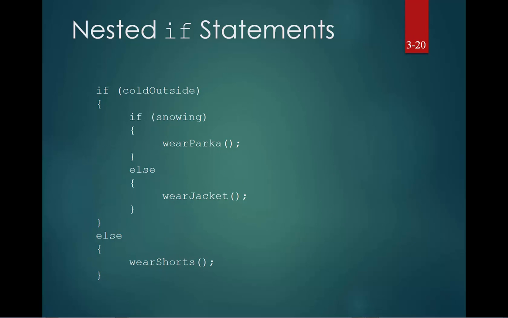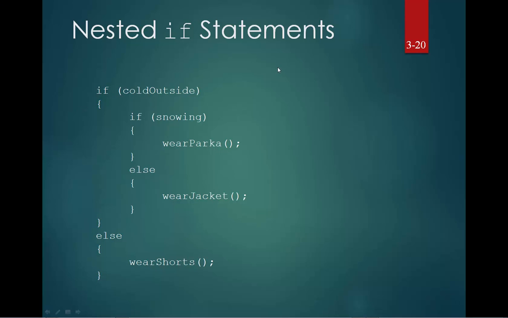This is what that looks like in Java code. So you have the outermost if, if it's cold outside, and notice that you're going to execute a block of code if that is the case. But if it's not cold outside, you go to the else and you wear shorts and you drop out. So let's just take a quick look to get used to the structure of the Java code.